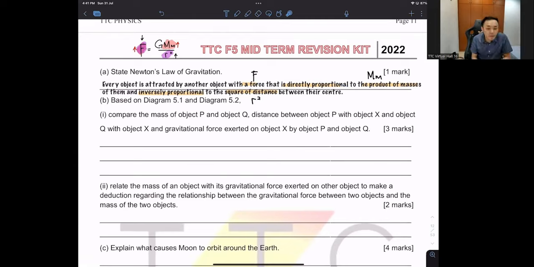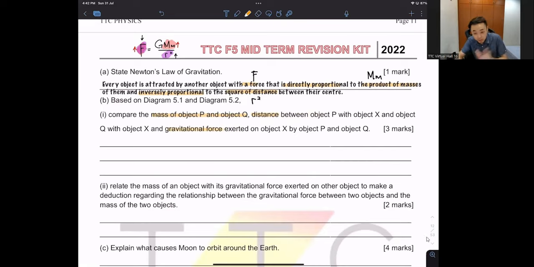Again, based on 5.1, compare the mass of P and Q, the distance of P to X and Q to X, and the gravitational force exerted on X by P and then Q. You notice they give you many marks. Three marks means you need to write three points. Why? Because you are comparing the mass of P and Q, the distance from P to X and Q to X, and lastly the gravitational force.